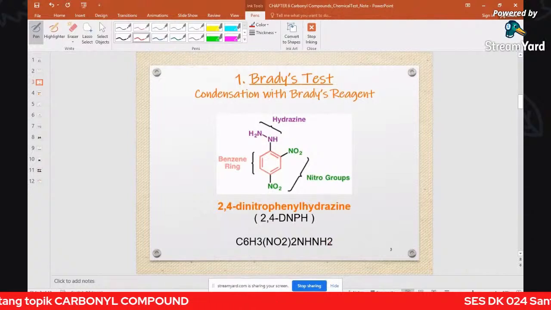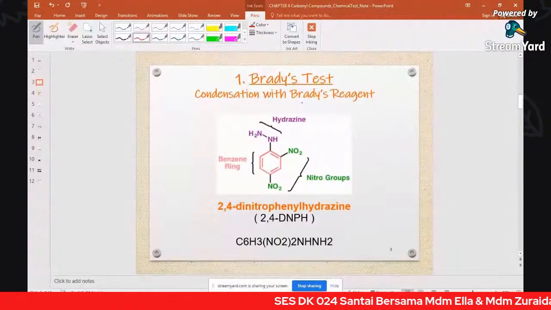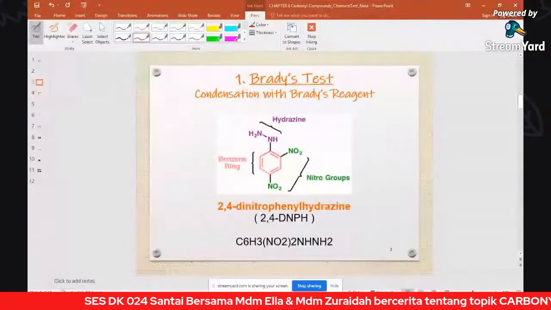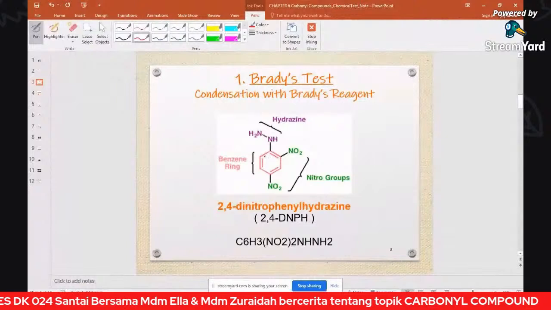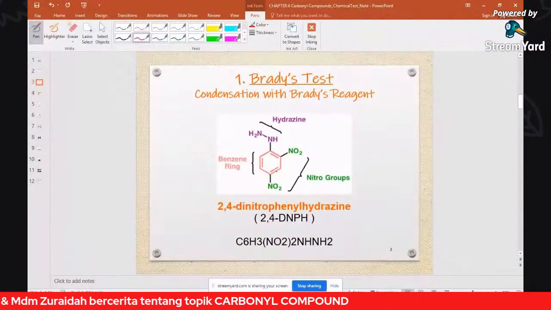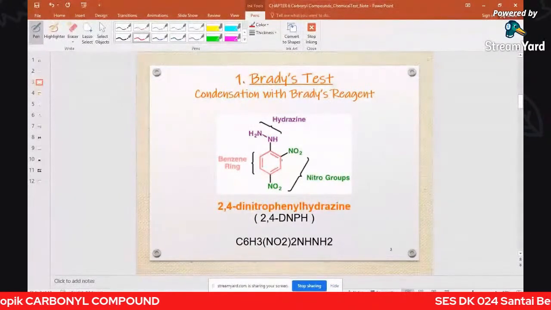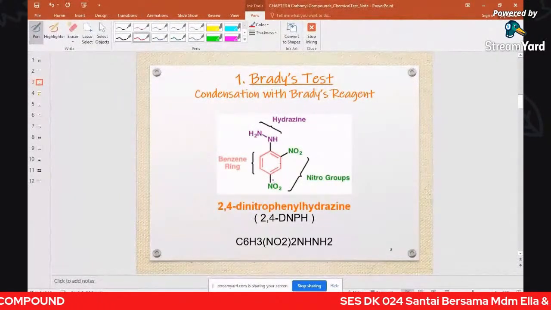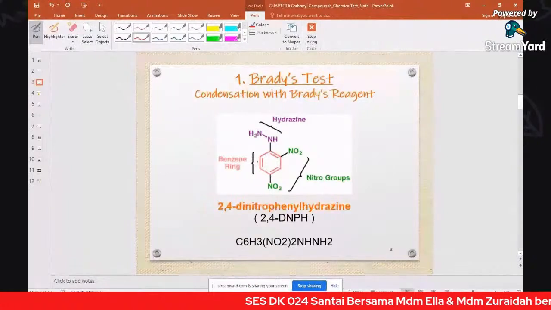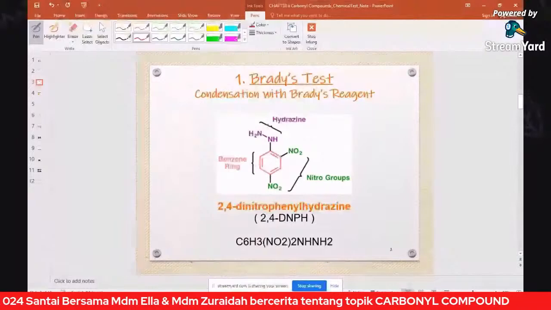Ini adalah formula molecule for Brady reagent. Hydrazine is the parent name of Brady reagent. Benzene attached to it as substituent, phenyl. So this phenyl possess another 2 functional group, nitro, attached to carbon number 2 and number 4. So ini adalah 2,4-dinitrophenylhydrazine. Ini adalah structure untuk Brady reagent kita.